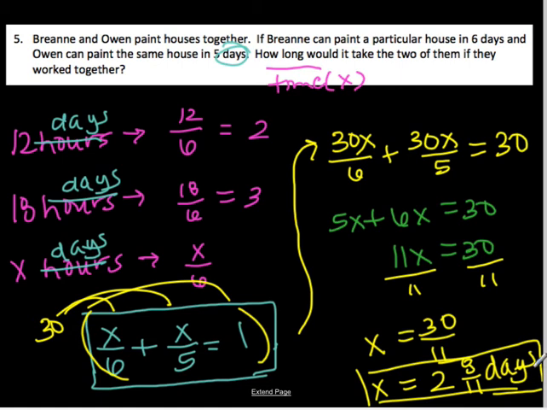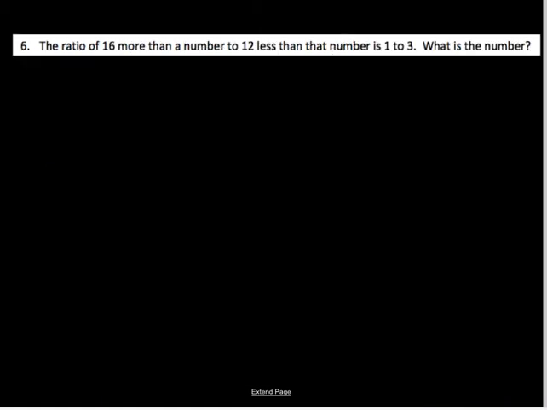All right, one last problem. Example 6: the ratio of 16 more than a number to 16 less than a number is 1 to 3. What is the number? So first thing is ratio. We've already talked about this. It's a fraction. Okay, so the ratio of 16 more than a number. To be 16 more than a number, well, I don't know the number, so it's going to be x plus 16. To tells you where that fraction bar is. Okay, so this is my fraction.